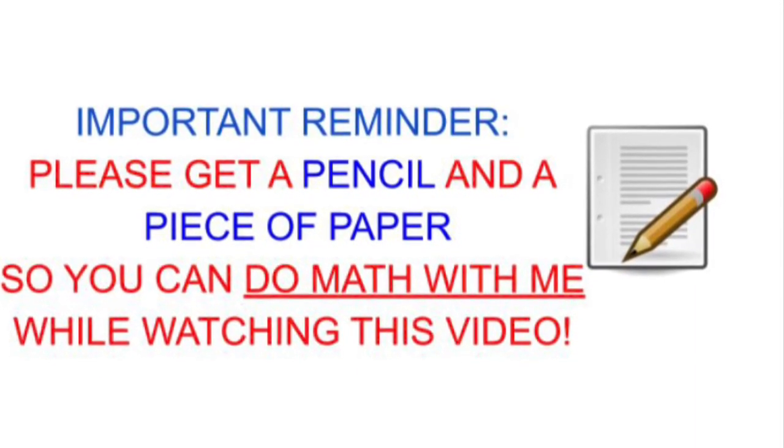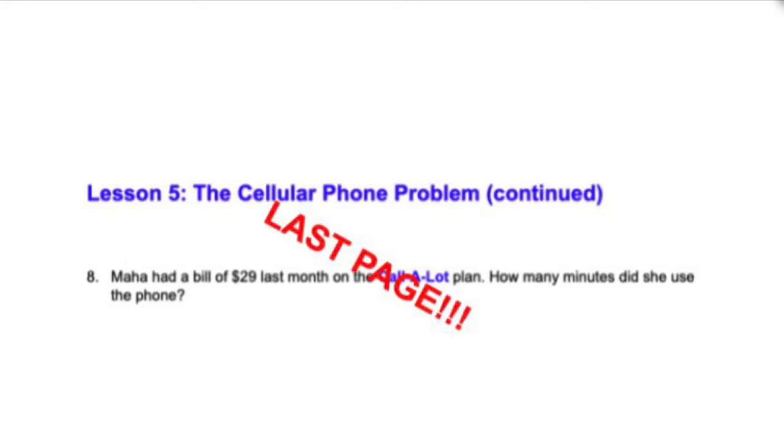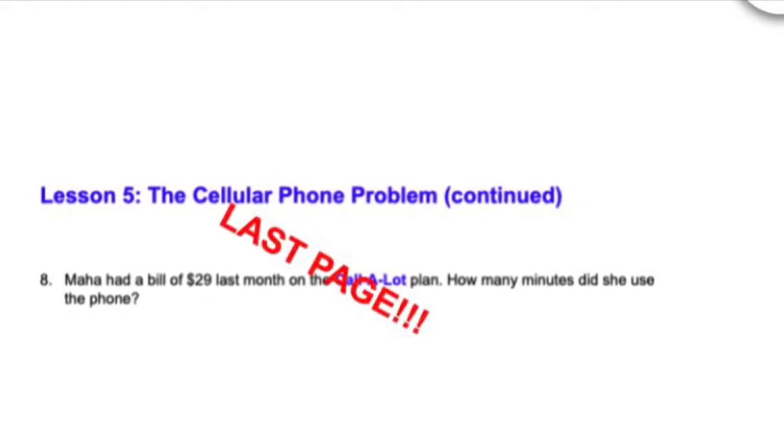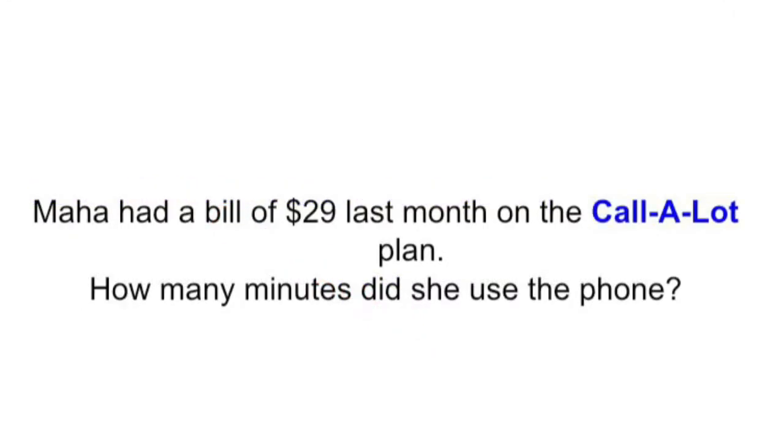So today we're going to look at the last page of assignment number 4, lesson 5. It's so exciting. We've got to the end. And the first question that we're going to look at is a question about Maha. Maha had a bill of $29 last month on Call-A-Lot plan. So the question is, how many minutes did she use on the phone?